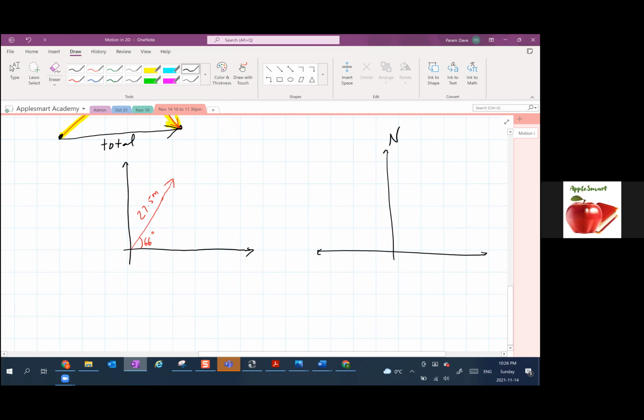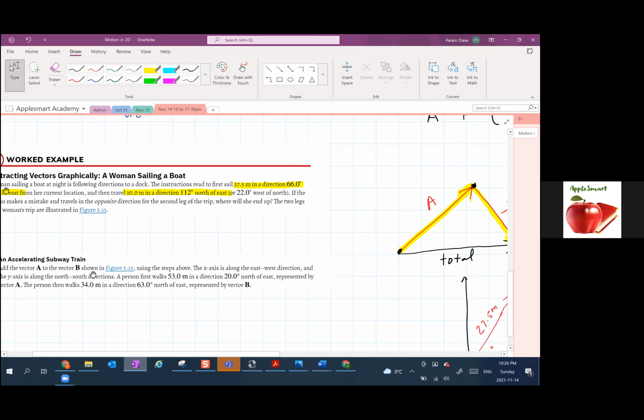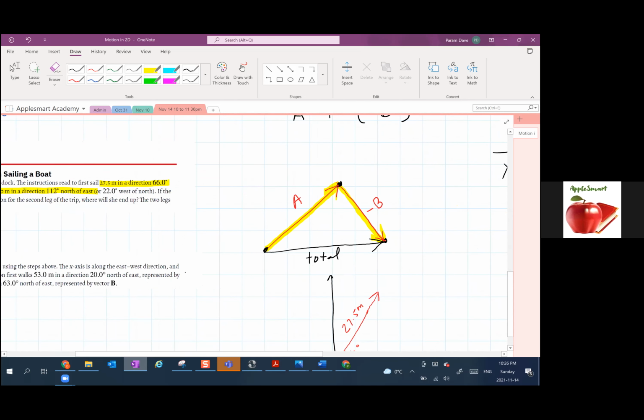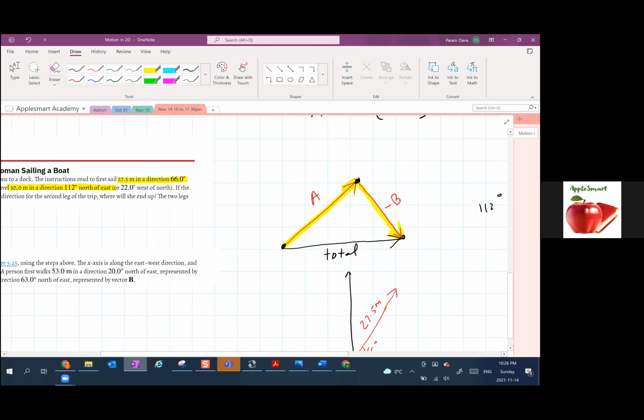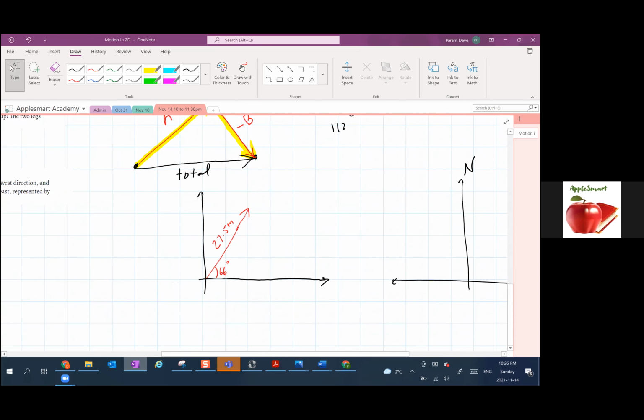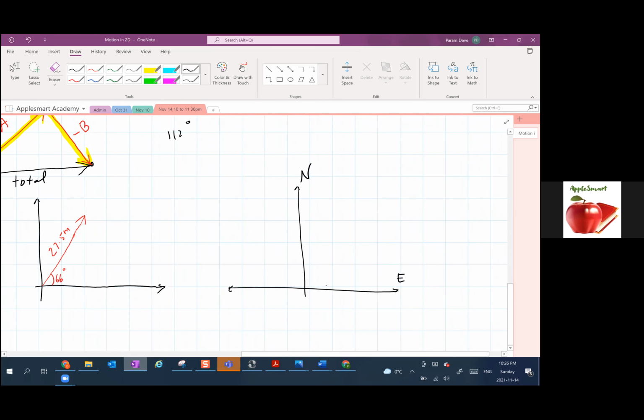So that's north, this is east. We need 112 degrees north of east, and how much? 30 meters. Okay, now 112 degrees north of east.